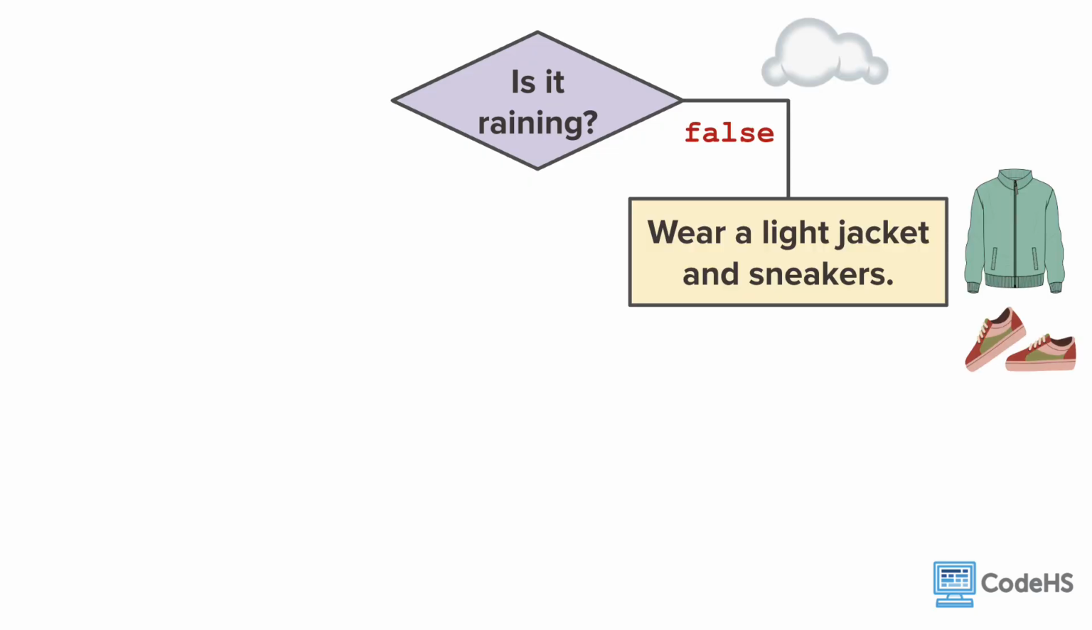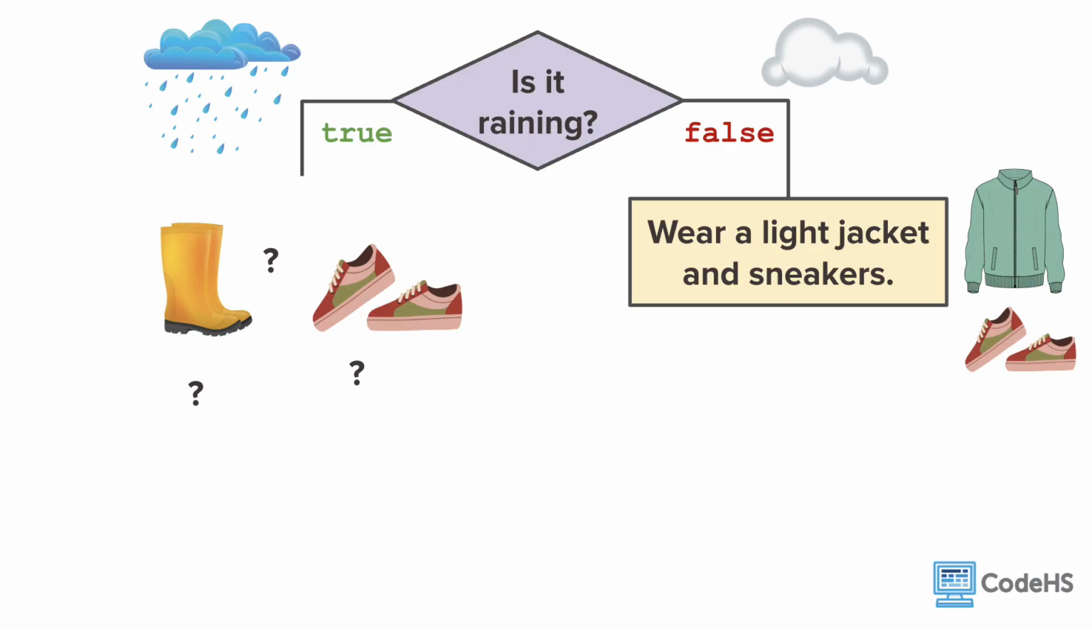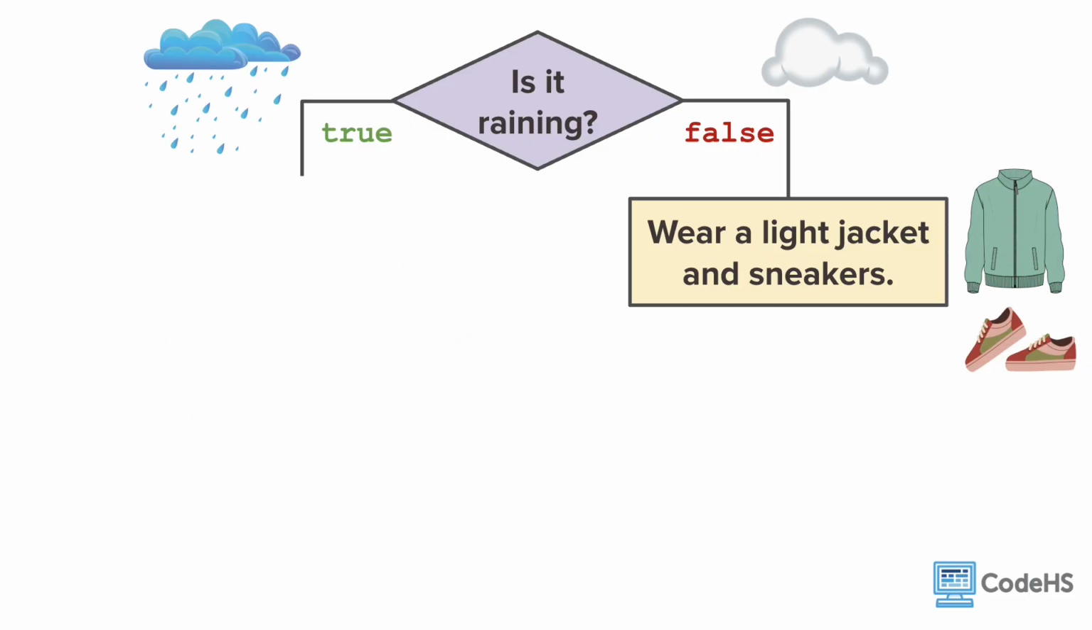Let's say you wake up to a cloudy day. You could first ask, is it raining? If it's not, you can wear a light jacket and sneakers. But if it is raining, you want to figure out what you should wear, rain boots or just your regular sneakers. So in order to make this decision, you need to ask another question.